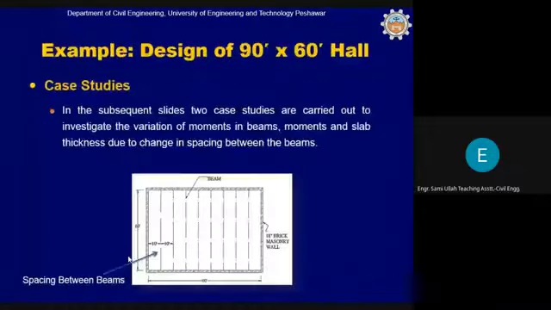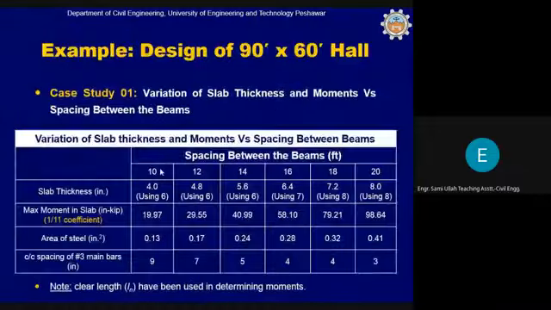And similarly, the reinforcement is already minimum. So further reduction in the spacing between the beams will not change the reinforcement. So it will have the least advantage to us in terms of slab thickness and reinforcement in the slab. However, it will have an advantage in the beam reinforcement.